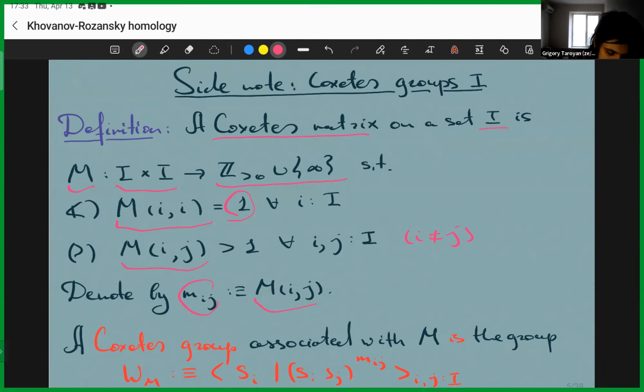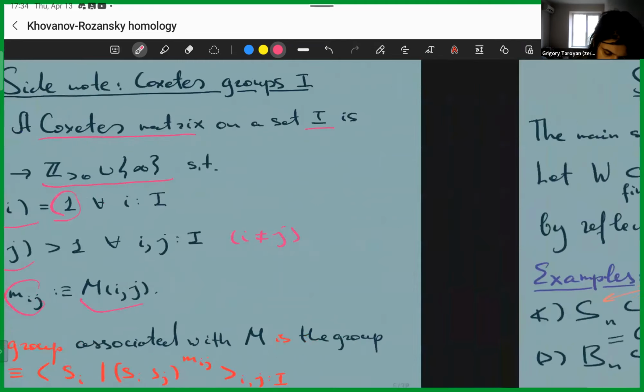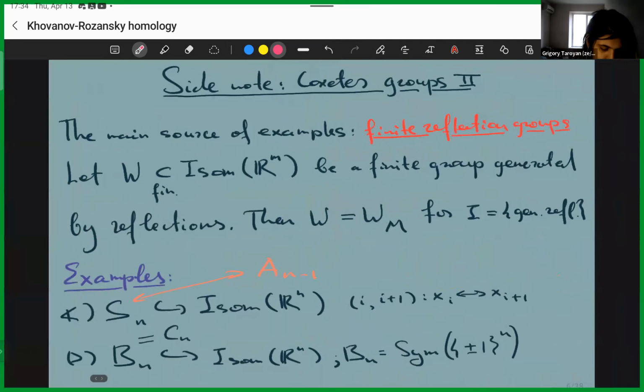So a Coxeter group can be presented like this. We take a collection of generators that correspond to elements of the set I, and we impose the following relations: the product of s_i and s_j to the power m_ij is equal to one in this group. And this is an abstract definition, but obviously there are very concrete examples of this definition.